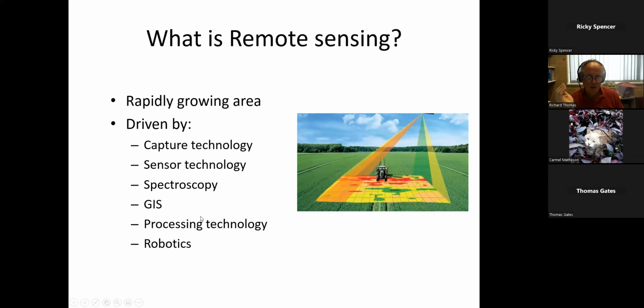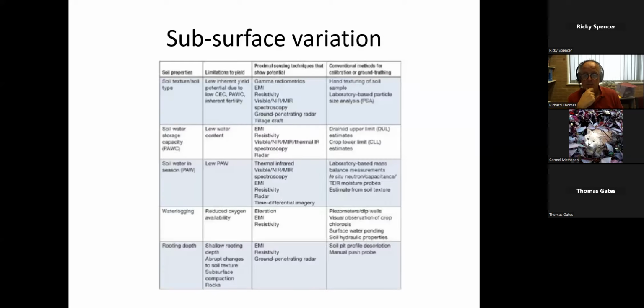Now that used to take ages. I mean, it was what held everything back. But now with robotics, we can get these drones to fly patterns across the fields and collect the data very quickly. What we can get is the subsurface variation, and you can see the different types of radiation that you might want to use depending on what question you want to ask. So if you're looking at subsoil texture, you can use gamma rays, electromagnetic induction, resistivity, visible near infrared. There's ground penetrating radar, which will go down deep into the soil. So these are the different techniques you get for the different types of data.